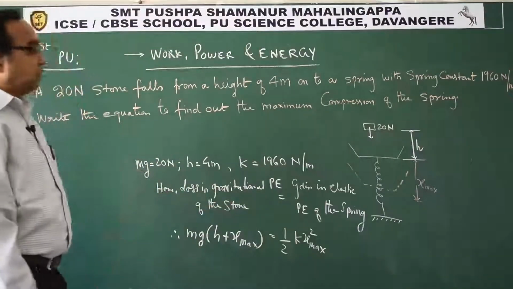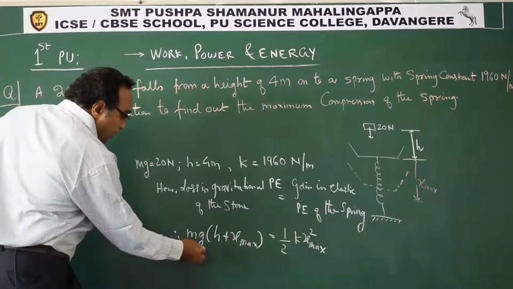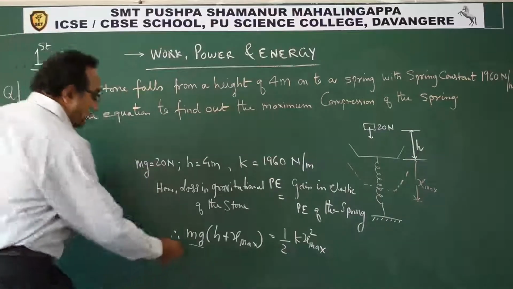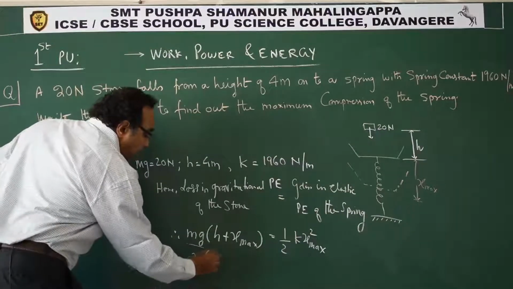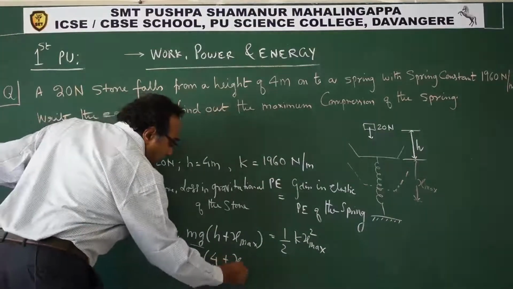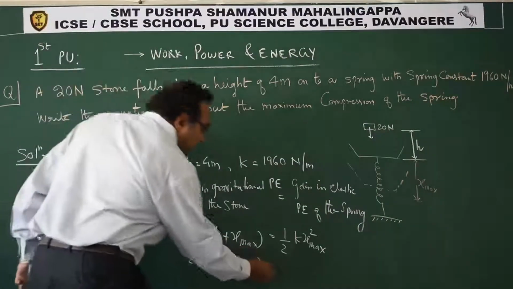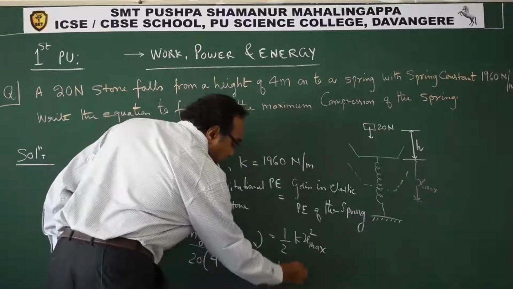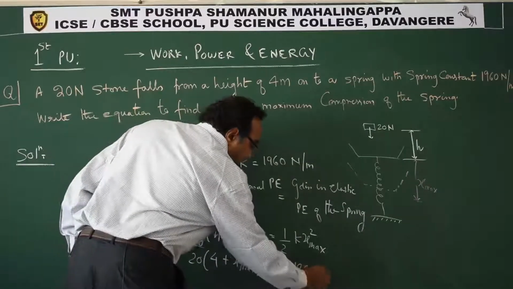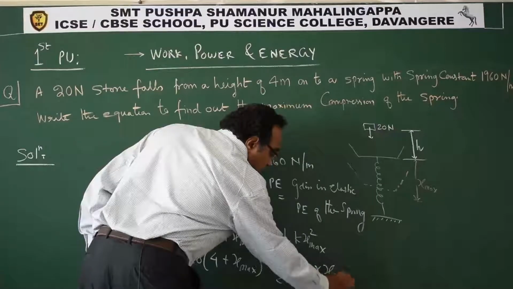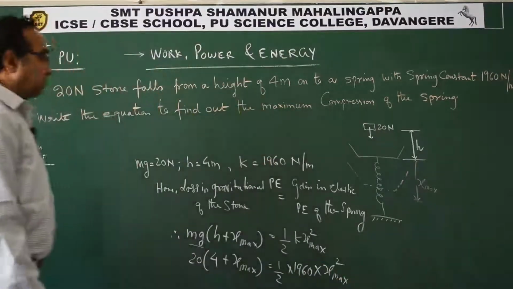Now simplify this equation. Substitute the values. mg is given as 20, h is given as 4 plus x. This is what we get. This is equal to half k, which is 1960, into x square. So this is what we get.